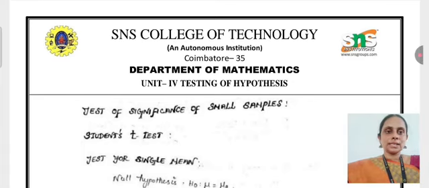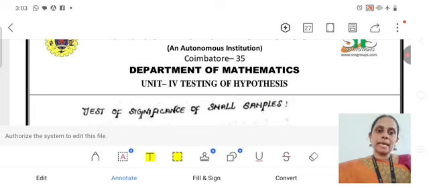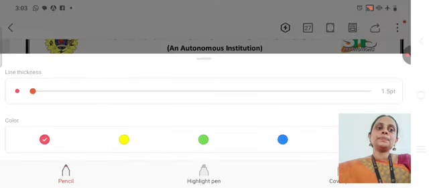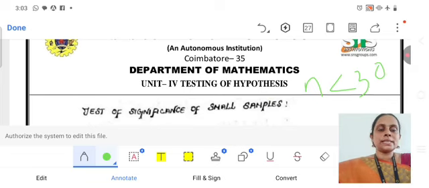Today we are going to discuss the testing of hypothesis. In this testing of hypothesis, the test of significance of small sample, where the n value is less than 30, we use small sample. In the small sample there are many types. The main topic is the t-test. So in this class we are going to see the student t-test.